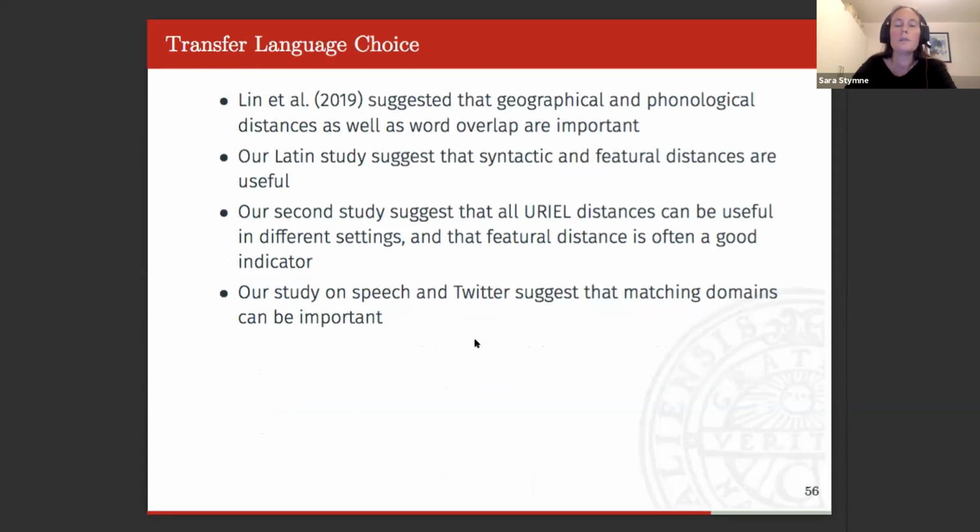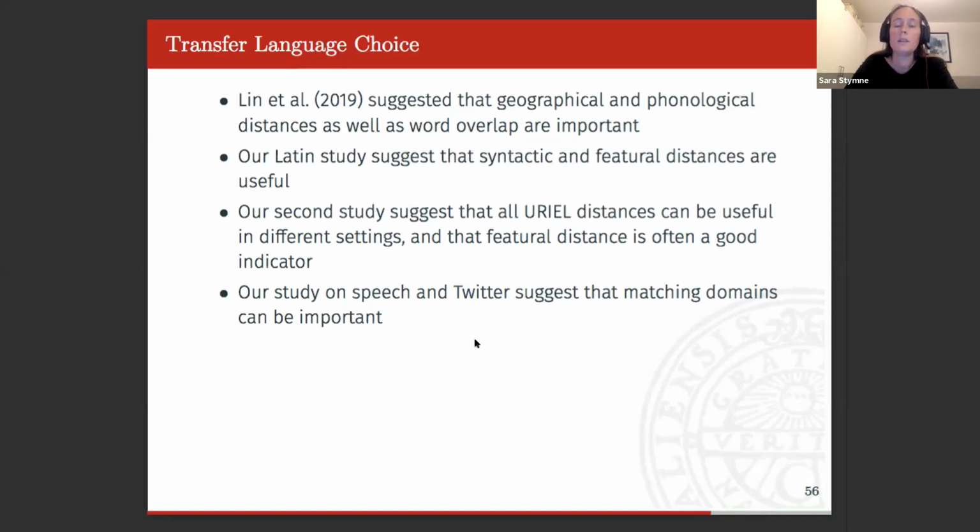So if we talk about transfer language choice, in the LangRank study, they suggested that geographical and phonological distances were the most important, and also word overlap, which we didn't explore in our studies. This was in the zero-shot setting though, and as we see, the results are often very poor in the zero-shot setting, so we should probably take this with a grain of salt. In our Latin study, we suggested syntactic and featural distance are the most important measures. In our second study, all the different URIEL distances were shown to be useful in some setting, but overall, the featural distance seems to be the most stable one, that in more or less all settings gave quite a good indicator of which transfer language to use.